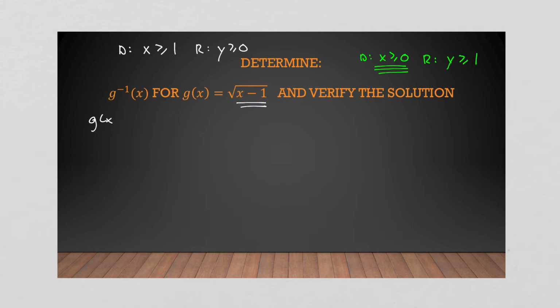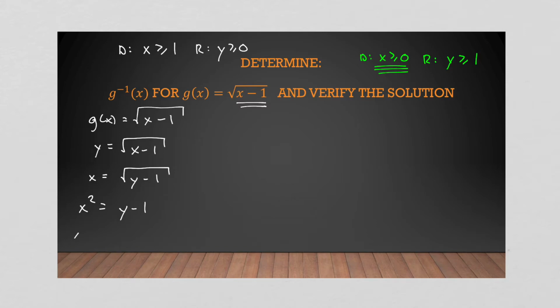So g of x is equal to the square root of x minus 1. Y is equal to the square root of x minus 1. Swap my x and y's. X equals square root of y minus 1. Square both sides. X squared equals y minus 1. Add 1 to both sides. X squared plus 1 equals y. I'm done. So g inverse of x is x squared plus 1.